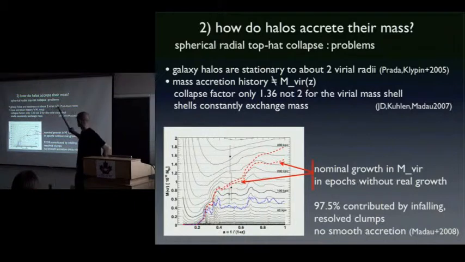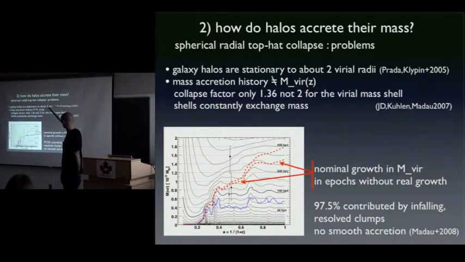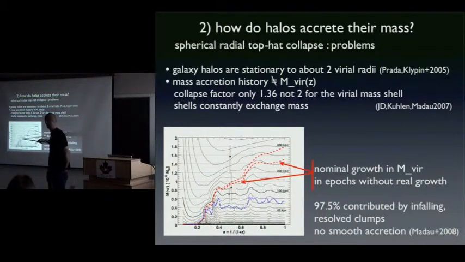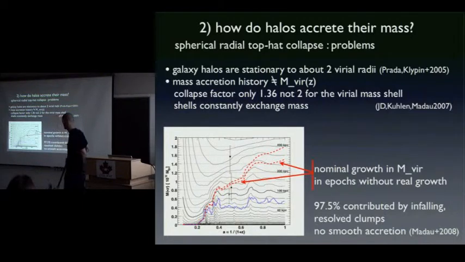Also, the predicted virial radii seem to be somewhat at odds with reality. In this paper by Prada and Klypin, they found that galaxies are perfectly in equilibrium down to about 2 virial radii. So much larger scales and much larger mass is actually virialized than what the simple model suggests. That also means that mass accretion is not just plotting virial mass versus time. If you do that, you get this lower red curve here, whereas the black lines show you how much mass is enclosed within fixed physical radii.